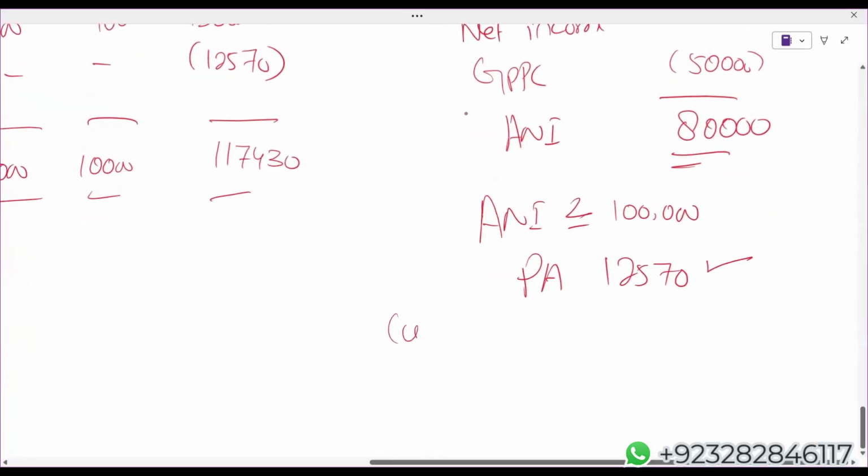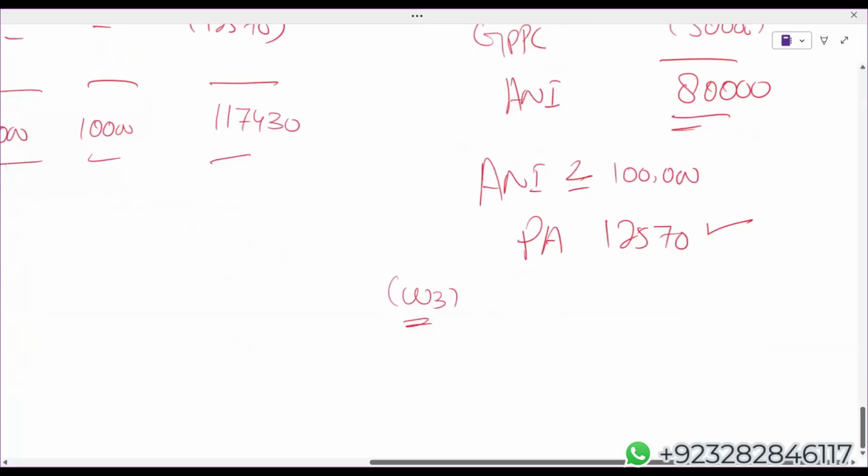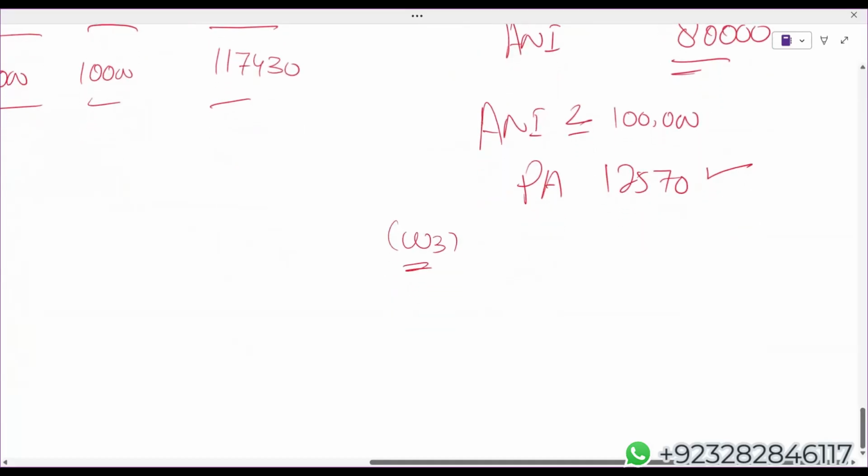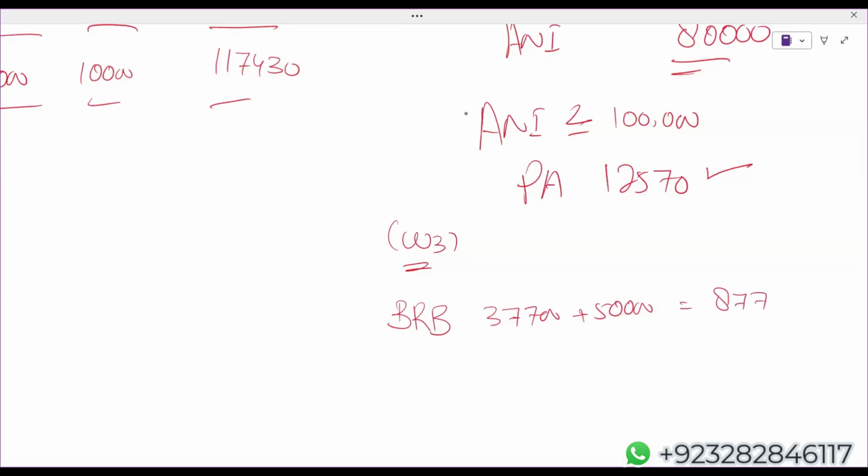Another working: basic and higher rate band both will increase by gross PPC. So basic rate band is 37,700 plus the gross PPC 50,000, which is 87,700. Higher rate band is 1,25,140 plus 50,000, so 1,75,140. Okay.